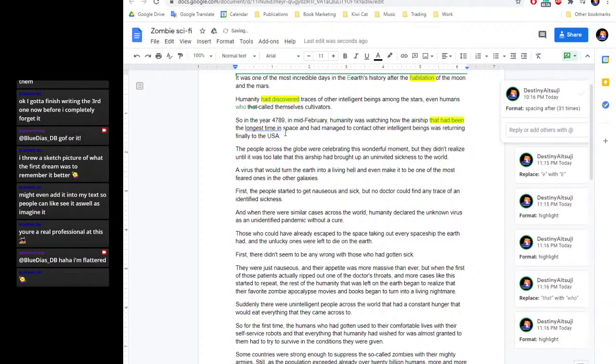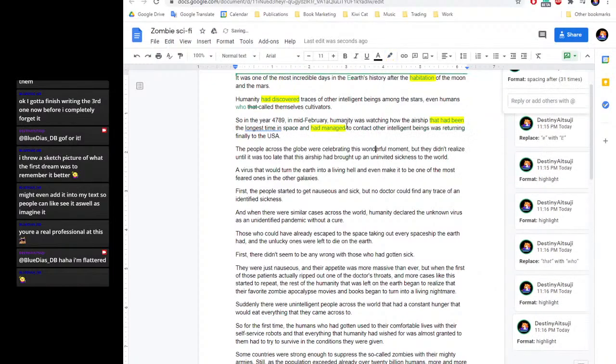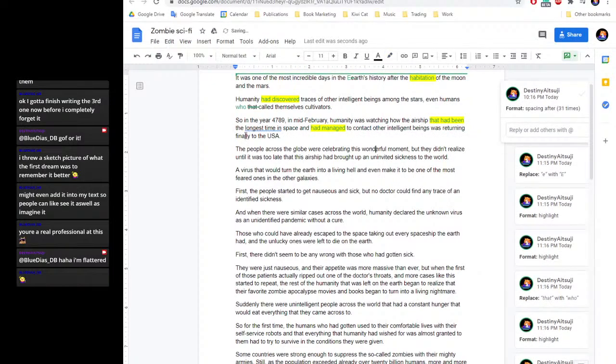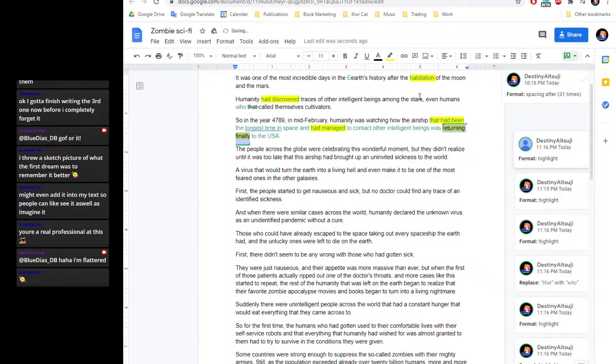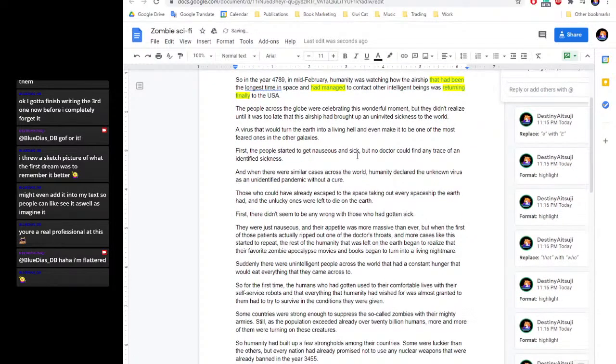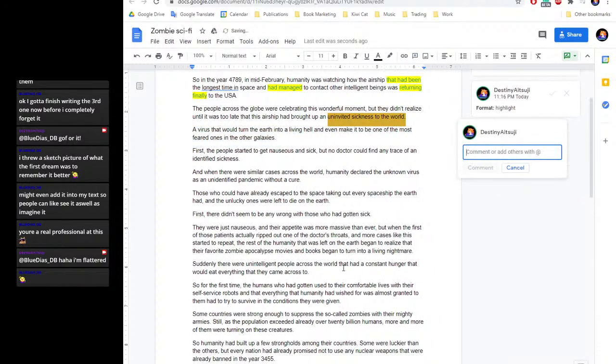Okay, the longest time in space to contact other intelligent beings was finally returning to the USA. The people across the globe were celebrating this wonderful moment, but they didn't realize until it was too late that the airship brought an unmanifest sickness to the world. Okay, good job. So this is my hook.